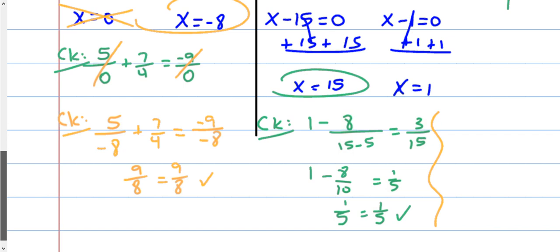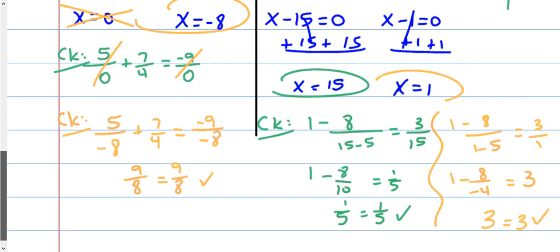Now, let's go ahead and check the 1. So 1 minus 8 over 1 minus 5 equals 3 over 1. 1 minus 5 is going to be -4, so I have 1 minus 8 over -4 equals 3 over 1, which is just 3. So let's go ahead and subtract 1 minus 8 over -4, and that's going to give me +3, which is equal to +3. So both answers work. So we are good to go there. And yes, 8 over 4 is 2, so you could have done it that way too, as simplifying.